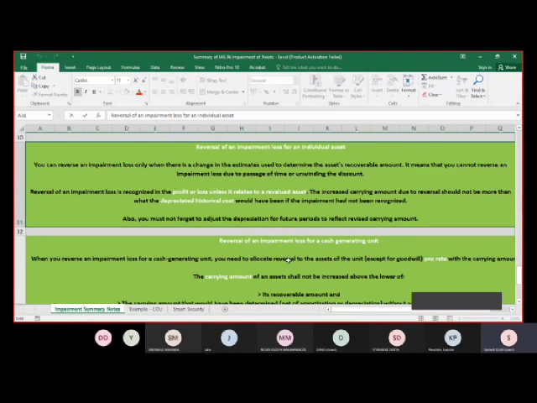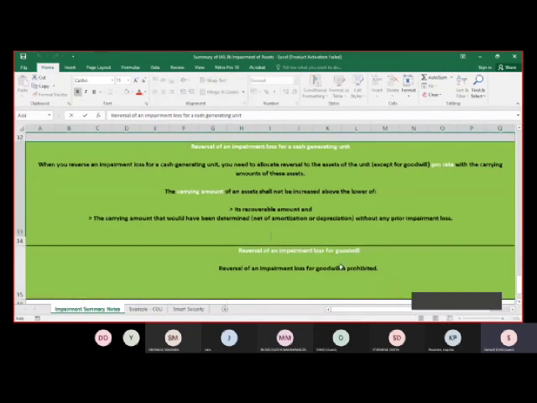Reversal of impairment loss for a cash generating unit. When you reverse an impairment loss for a cash generating unit, you need to allocate the reversal to the assets of the unit, except for goodwill. So meaning that if previously you impaired the goodwill in full, you cannot come back and reverse the impairment of the goodwill. Once you have impaired the goodwill, you have impaired the goodwill. You can't reverse it. Pro rata with the carrying amount of the assets, the carrying amount of an asset shall not be increased above the lower of. Similarly here, it means if you impaired the cash generating unit and then you are reversing it, the carrying amount of an asset shall not be increased above the lower of.